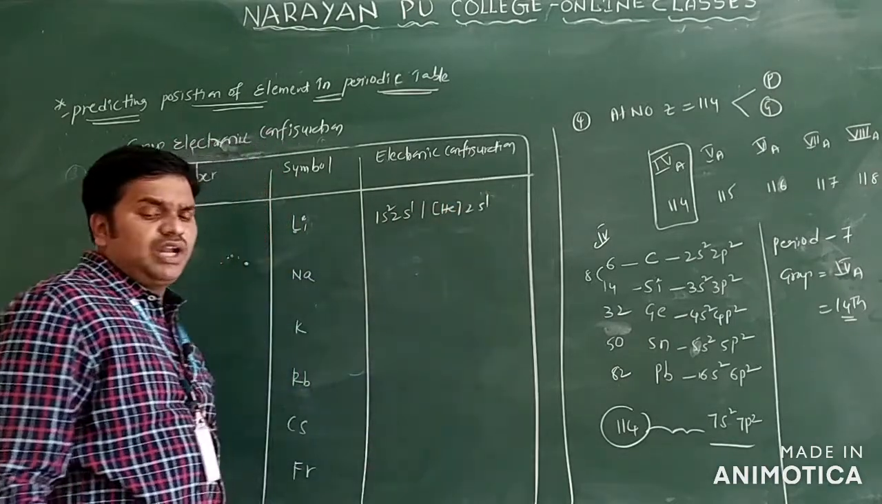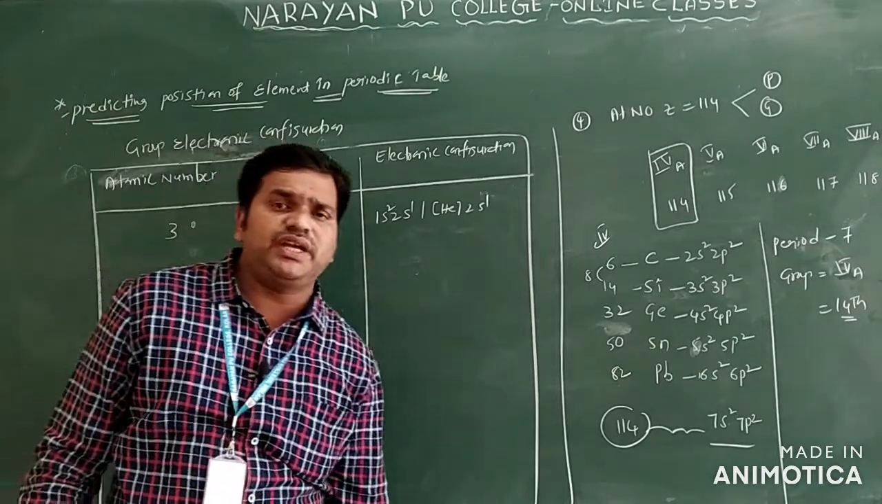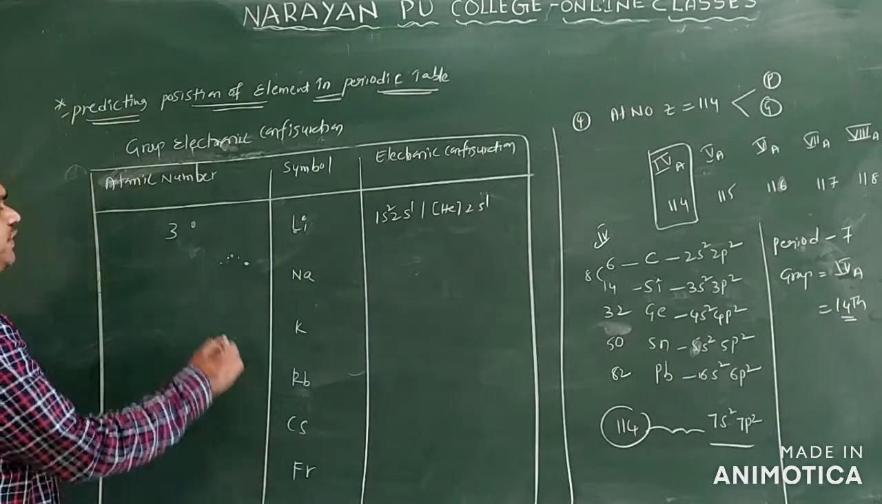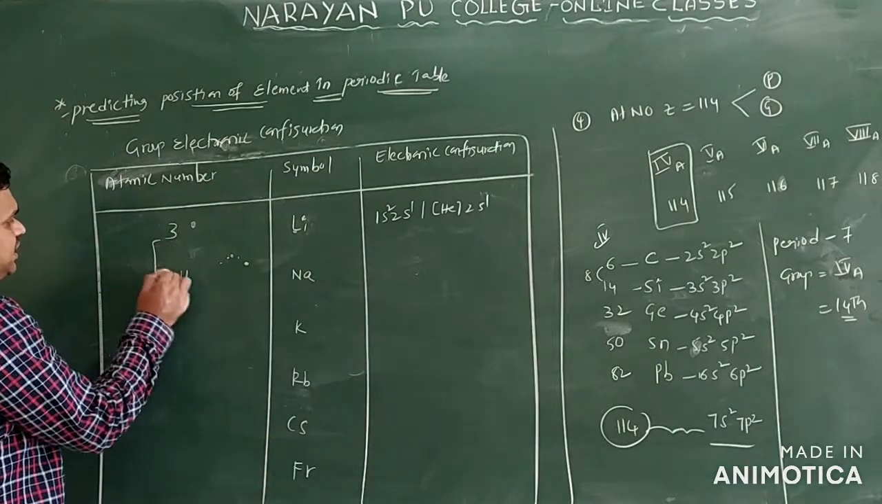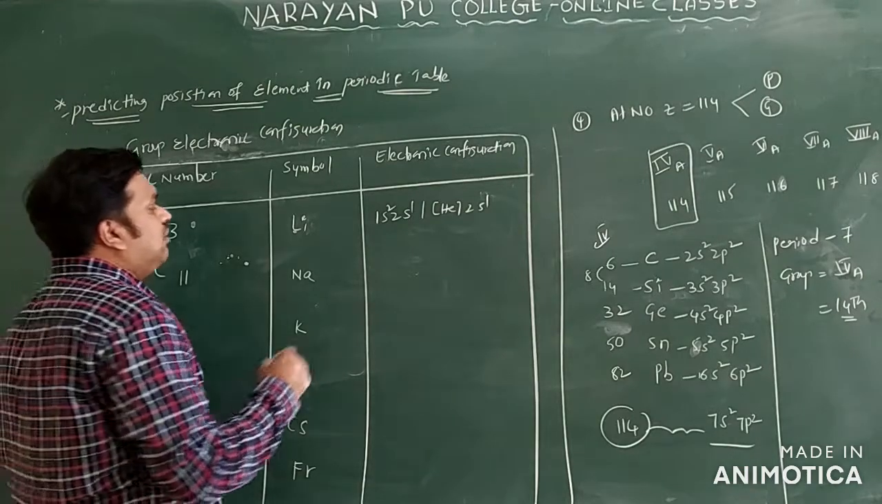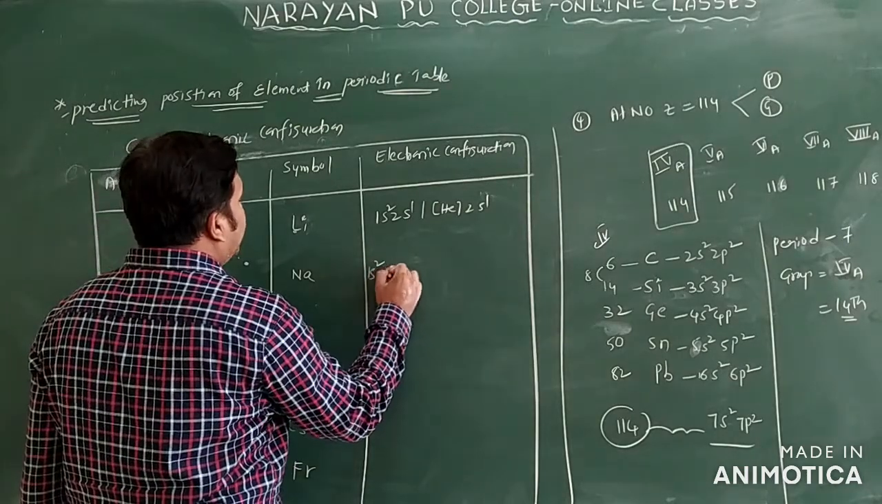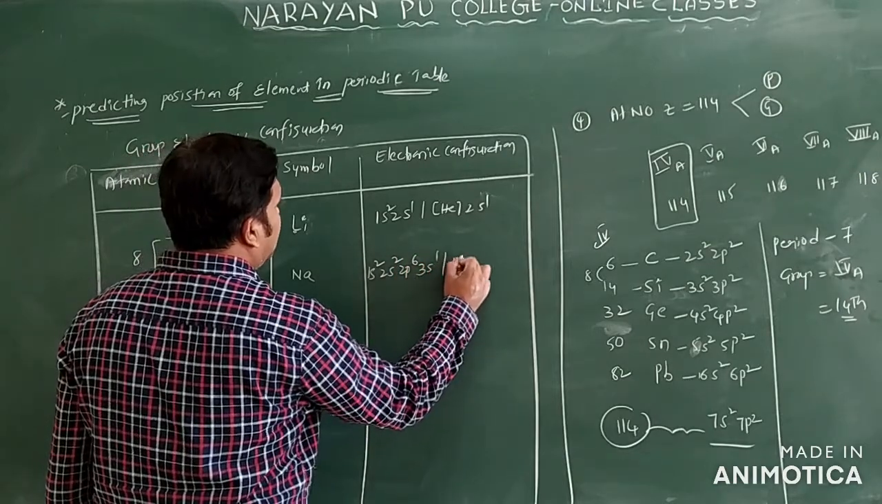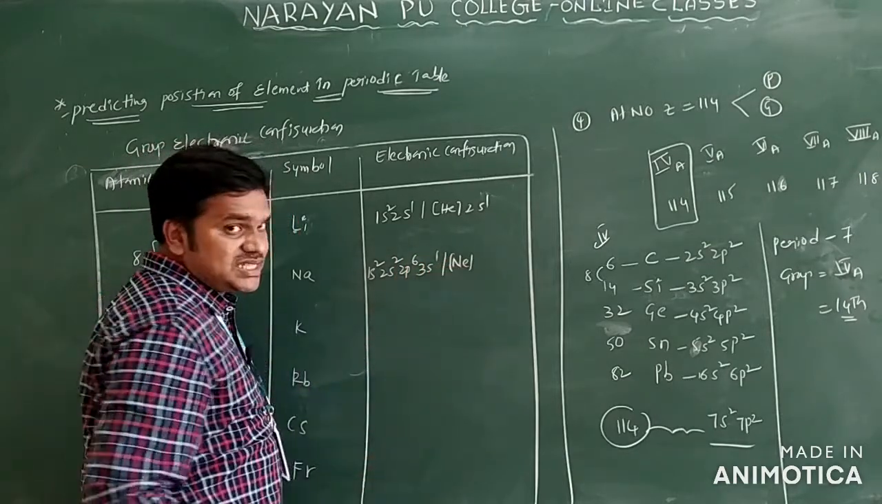If you want to write the electronic configuration of any element, you can take the nearest noble gas configuration. Come to the next one, we have sodium. What is the difference there? You can add 8 only, 8 plus 3, 11. Sodium we have 11. You will write 1s2, 2s2, 2p6, 3s1. Or you can take the nearest noble gas, that is neon only.